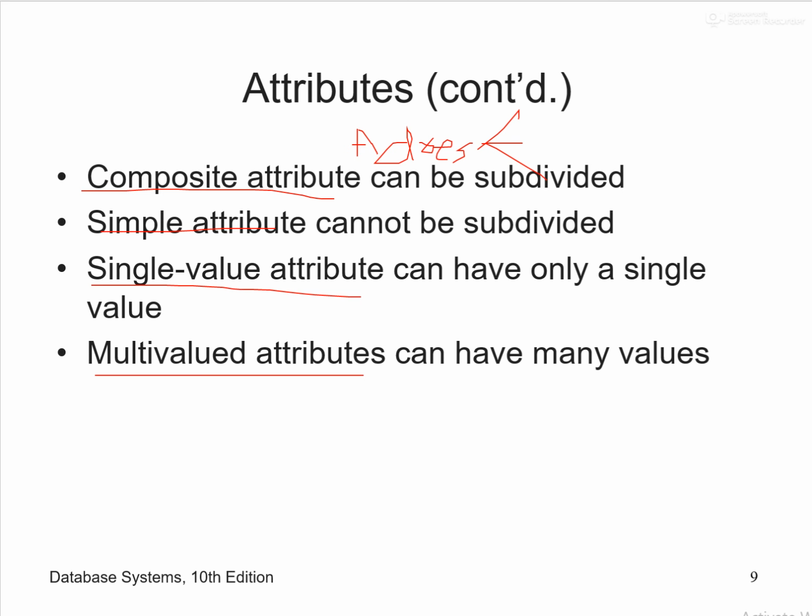And for a multi-valued attribute, if degree is an attribute, a person can have more than one college degree at the same time. He has a bachelor, master, PhD, let's suppose. So if degree is an attribute, then we can consider degree as a multi-valued attribute because it can have many values.